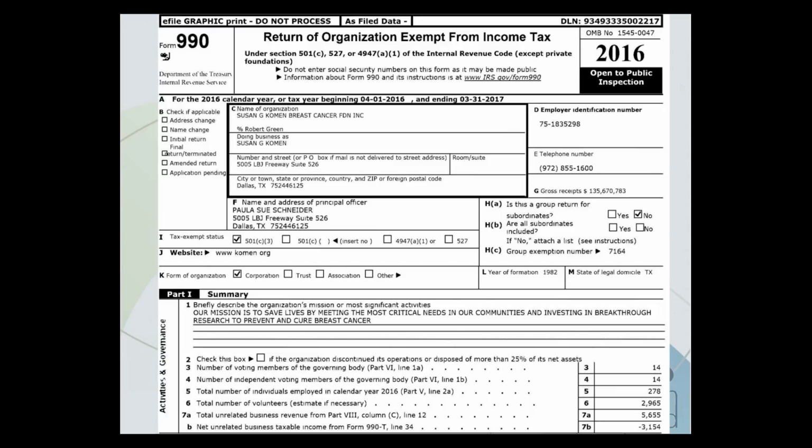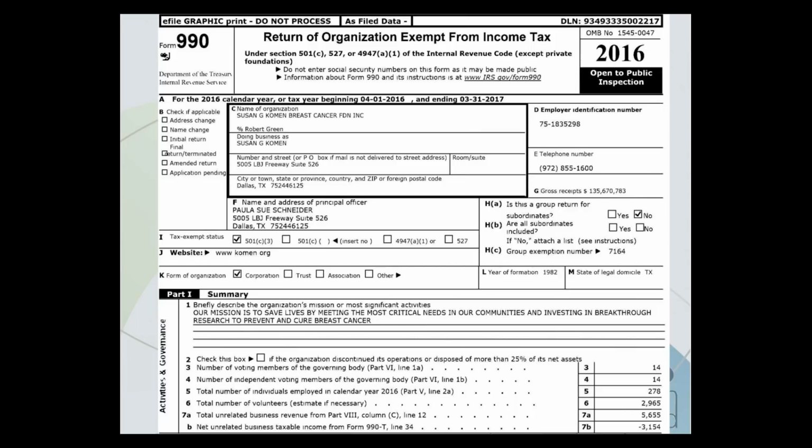And then line 7A and 7B are unrelated business income, which I'm not going to go into in this particular presentation. But some organizations do have unrelated business income that they actually do have to pay tax on. And this is just a shortcut to take a look at whether or not that exists, and if so, how much of it there is.